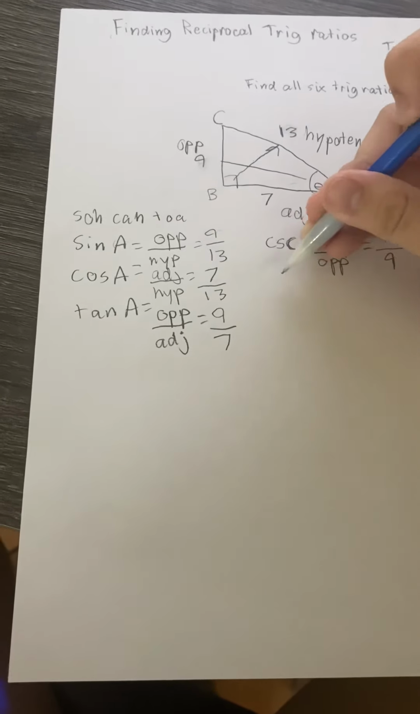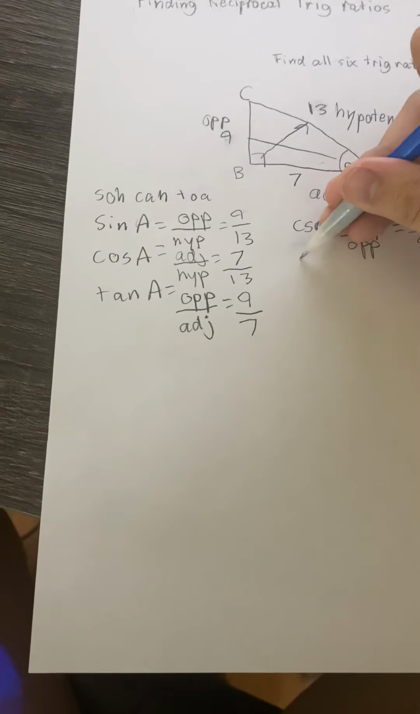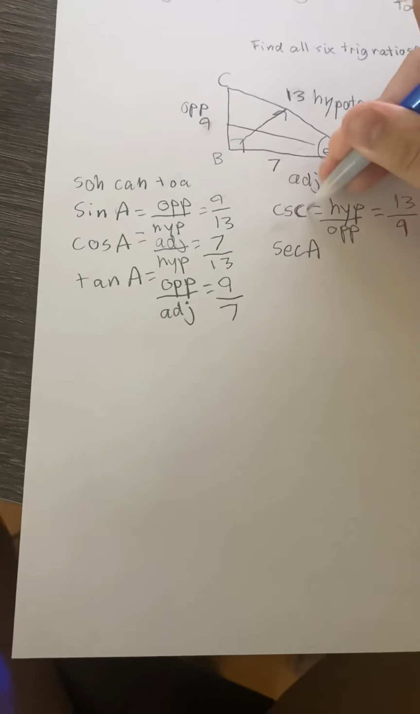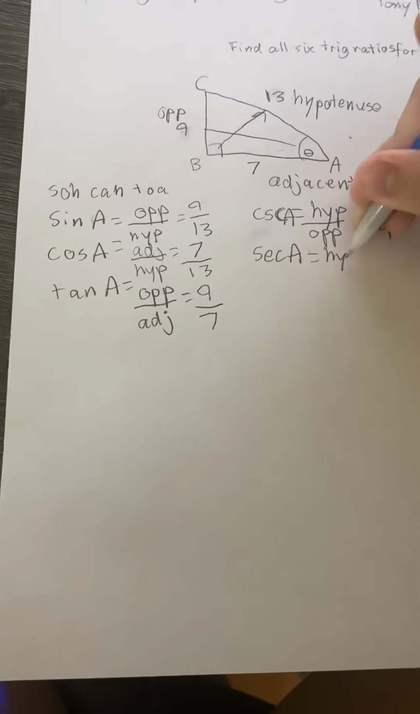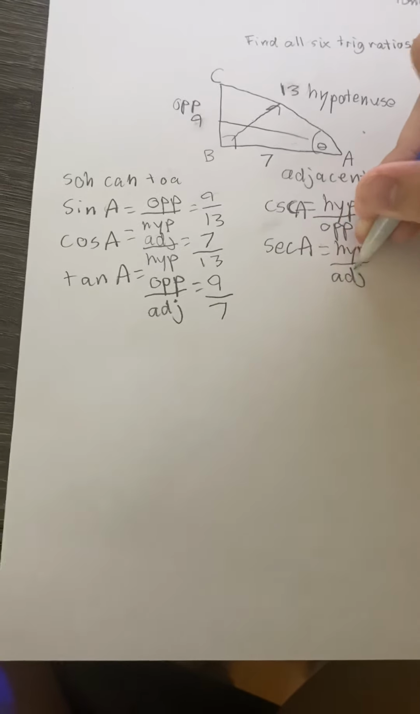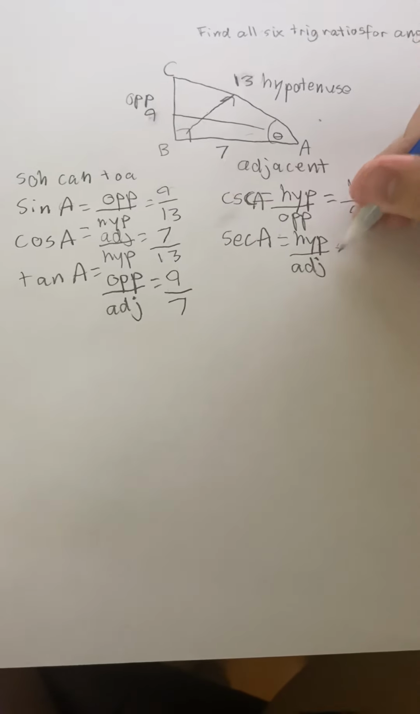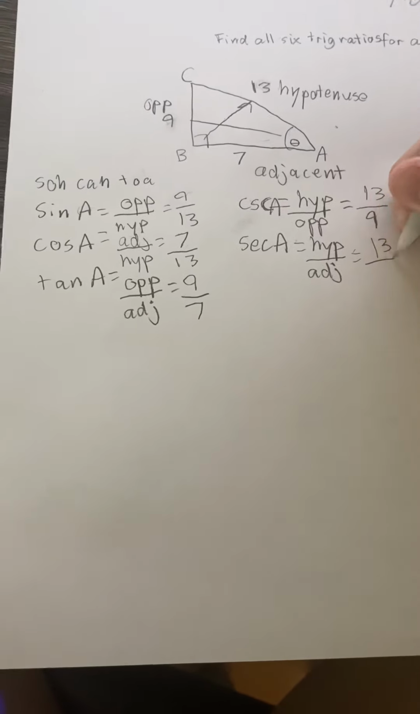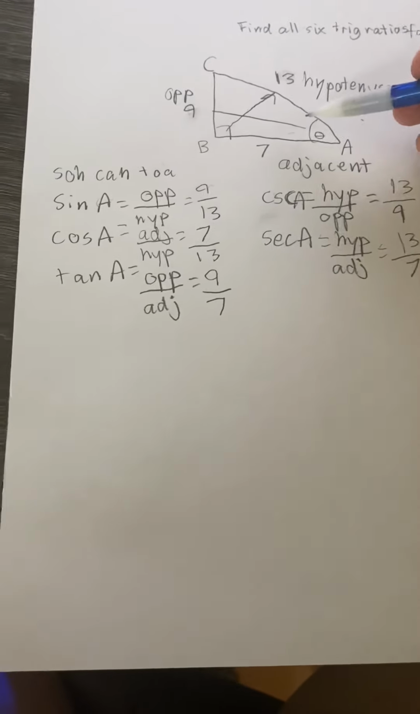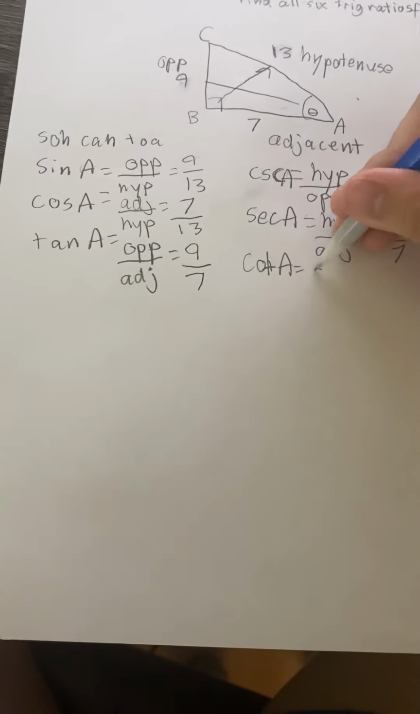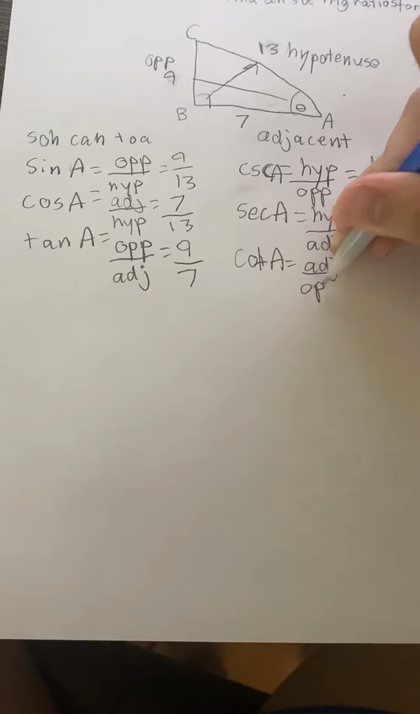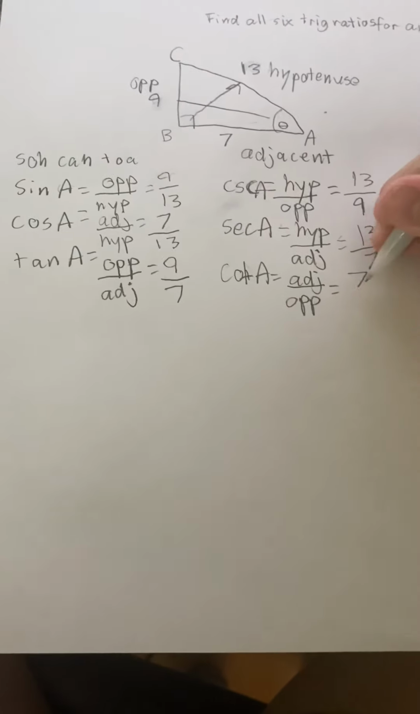Then to find secant, which is the reciprocal of cosine, we do the flip of cosine, which is hypotenuse over adjacent. That would be 13 over 7 from the values in our right triangle. Then for tangent, we do cotangent, which is the reciprocal of tangent. The flip of tangent would be adjacent over opposite, which would be 7 over 9.